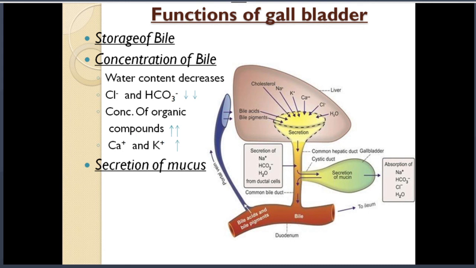It causes active reabsorption of chloride ion and bicarbonate ion. And with active reabsorption of chloride ion and bicarbonate ion, their concentration decreases and sodium ion also gets reabsorbed. So the concentration of sodium ion, chloride ion, and bicarbonate ion decreases. That causes a relative increase in the concentration of calcium and potassium ion.